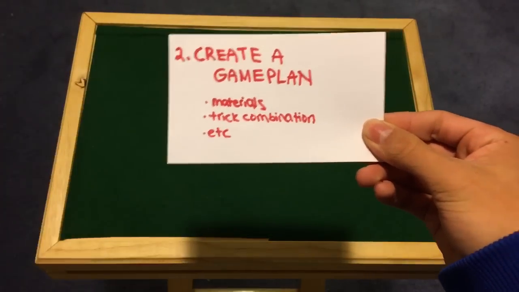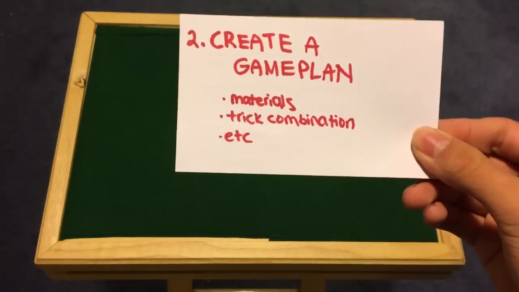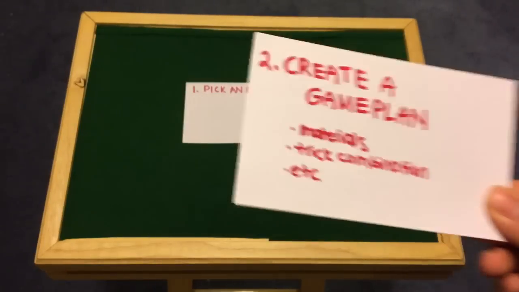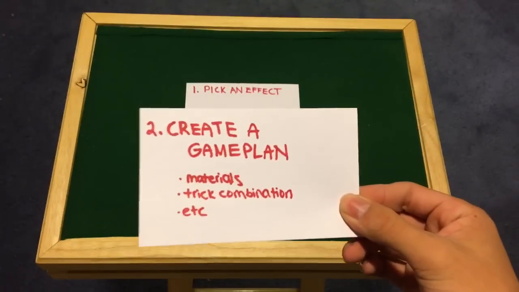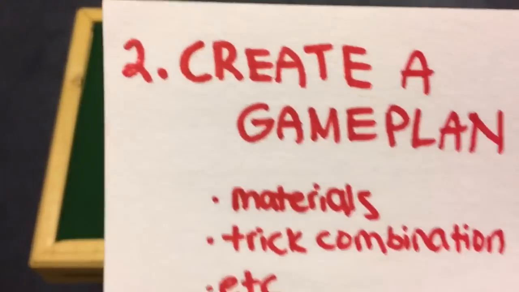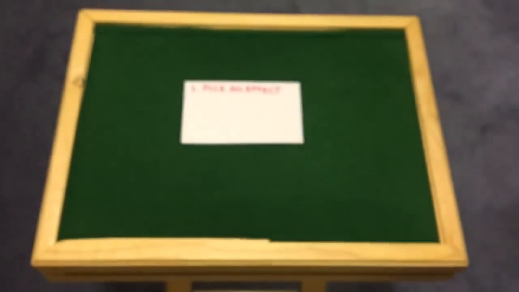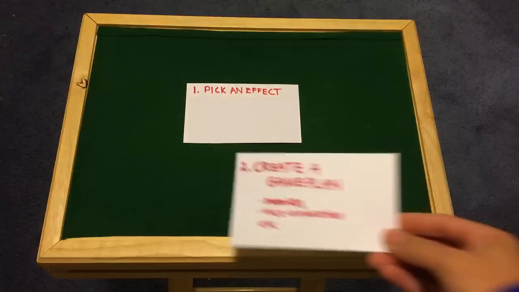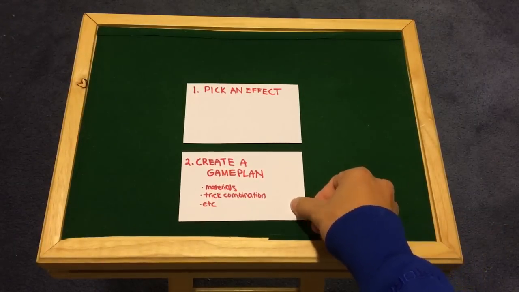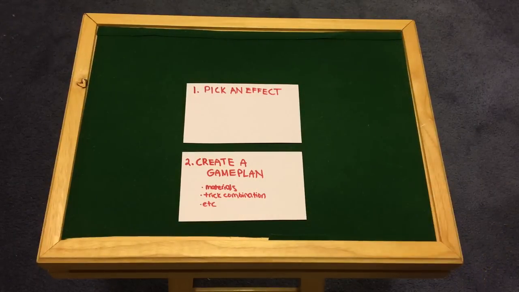Now, I have a little subsections here. Materials, trick combination, etc. So, what do I mean by create a game plan? I mean, you need to figure out how you want to accomplish this trick. So, materials. Let's say you want to pick a card and then you want to find their card in a special way. That's the effect, right? Game plan. What do you need? So let's say materials. You're going to need a deck of cards, clearly, right?